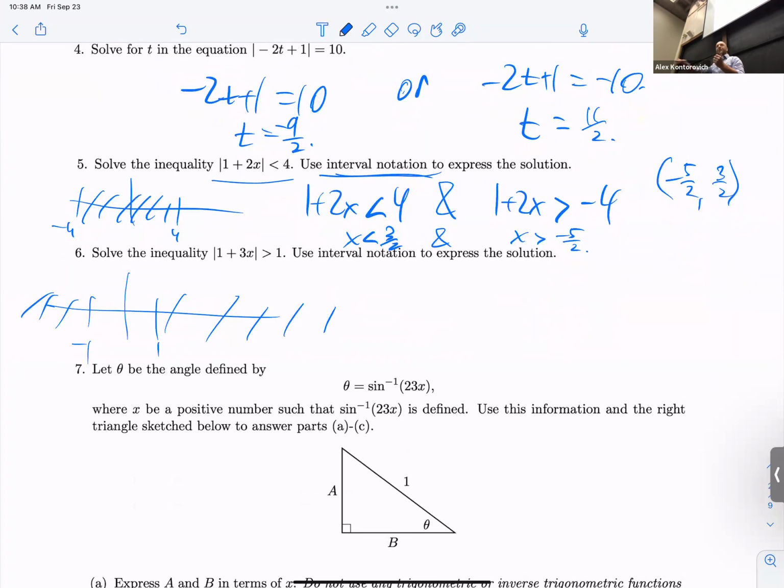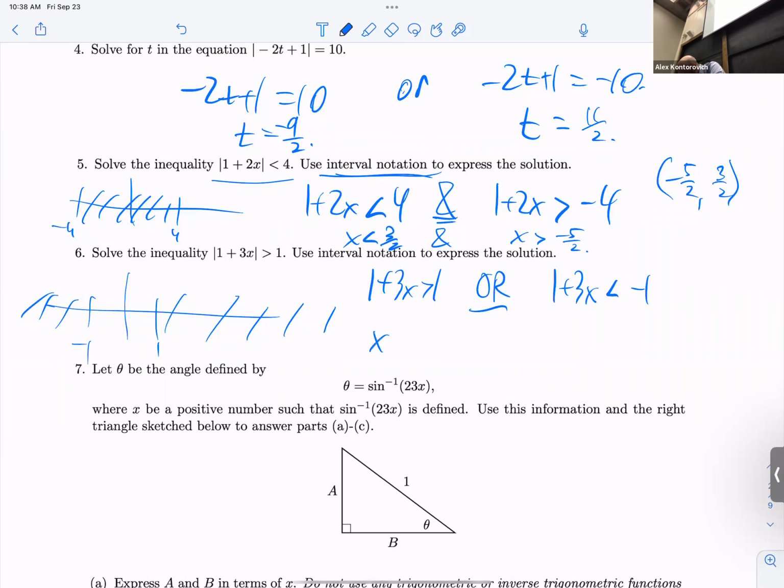Right? You're either an absolute value greater than 1 because you really are greater than 1, or the other option is you're an absolute value greater than 1 because you're less than -1. That's it. Those are my two solutions. Those are my two equations. So 1 plus 3x either is greater than 1, or unlike the and that we had here, or 1 plus 3x is less than -1. Those are the two ways that can happen.